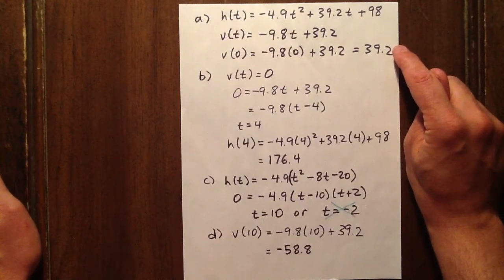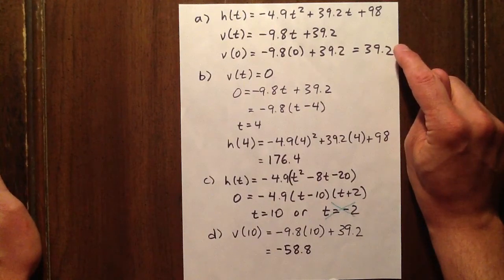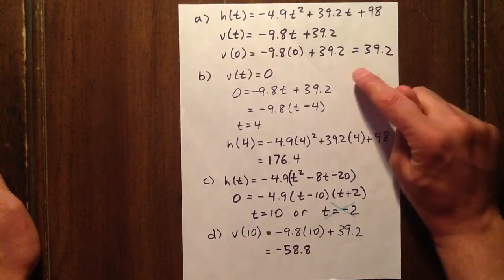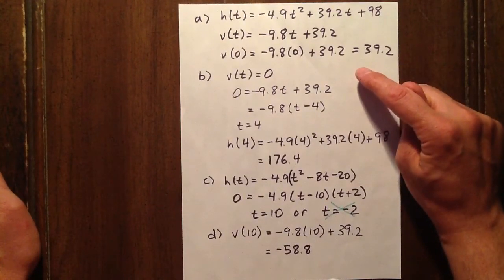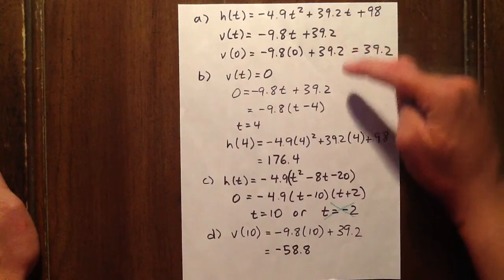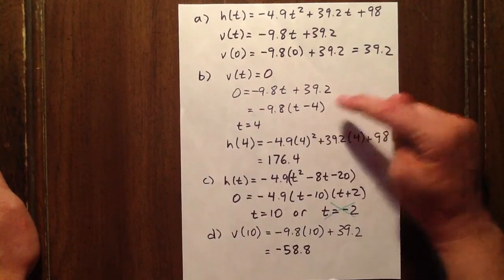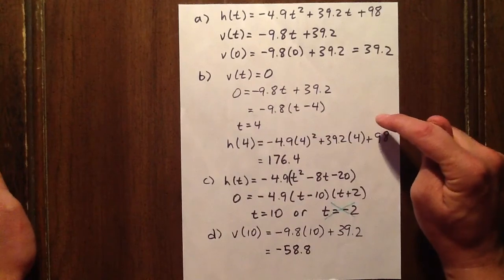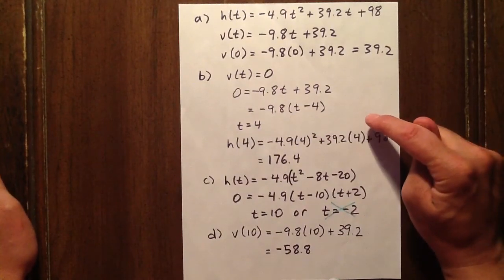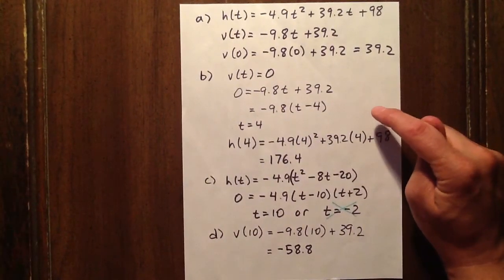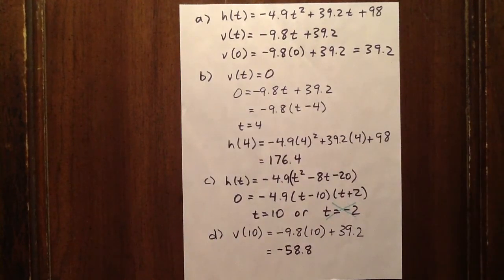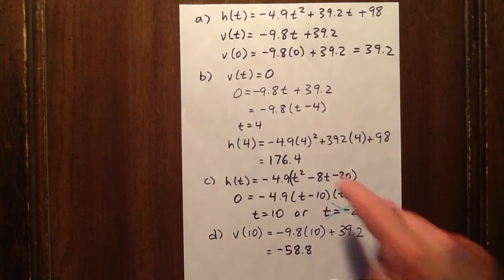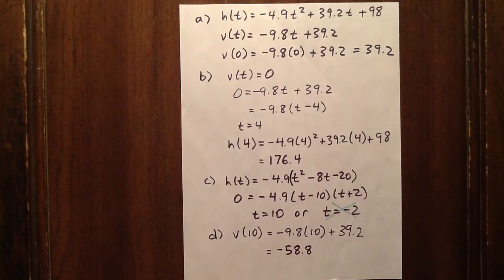The second question asks when the ball changes direction. Well, that happens when the velocity is equal to 0. So we set this velocity expression equal to 0, and we get that t is equal to 4. So we know that the ball has a velocity of 0 when t equals 4. That means it changes direction when t equals 4, which means that that's the maximum height. So letting t be 4, we see that h is 176.4, so that's the maximum height of the ball.